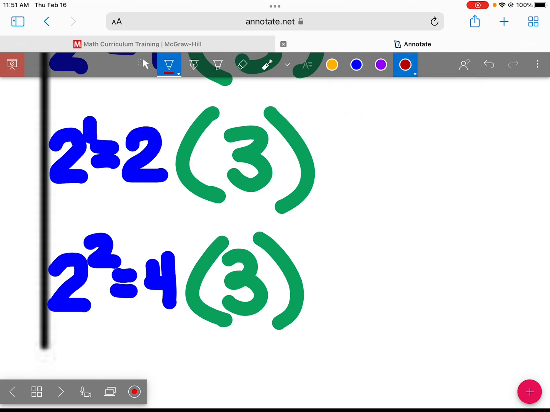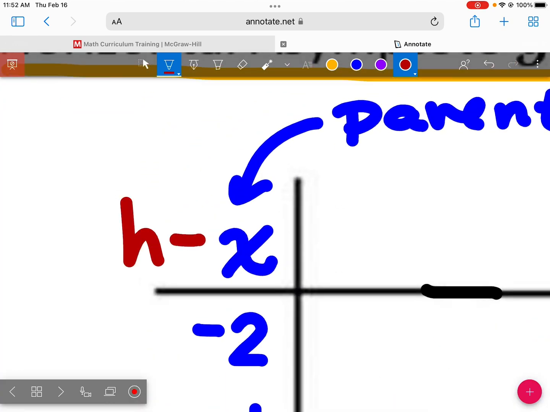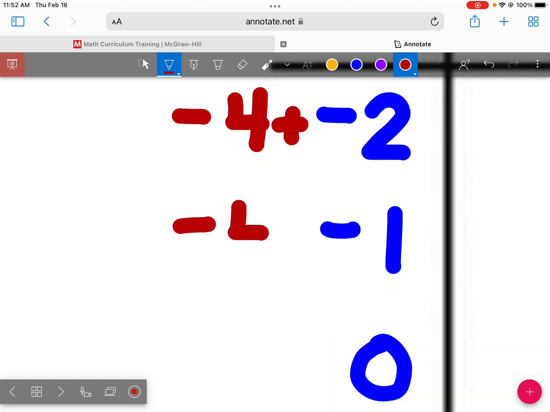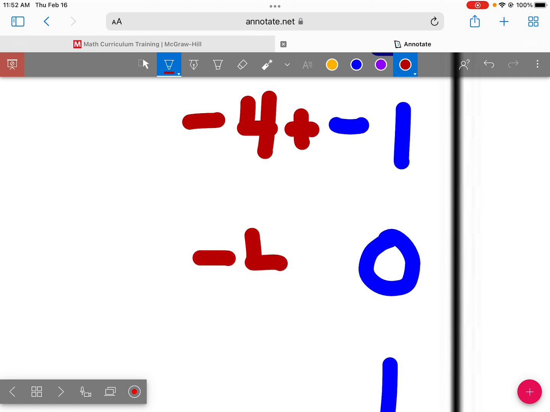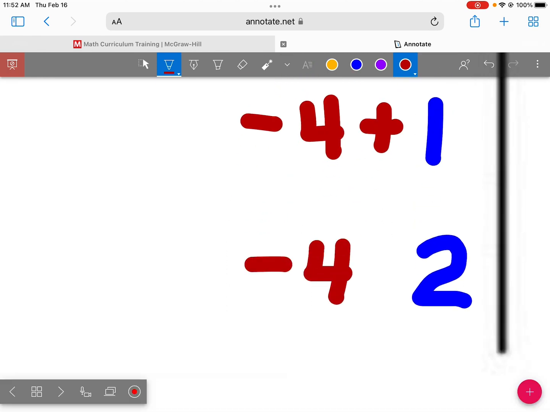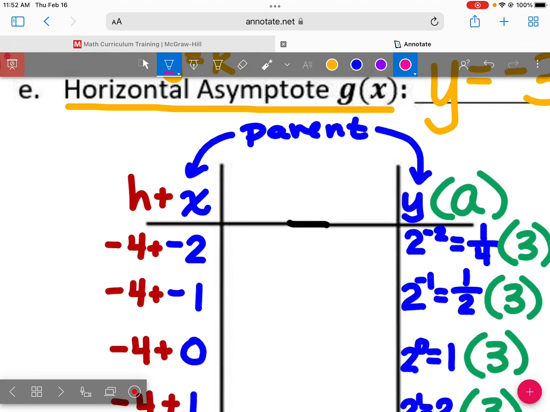What did we say this h value was going to do to the graph? Left 4. Which axis goes left and right? X. So this is going to affect just my x's. We're going to add h to all of these x's, and that will shift it left 4. So I'm going to add negative 4. Remember, my h value is negative 4. We're adding negative 4 to each of these. That is the only thing that will affect my x's.